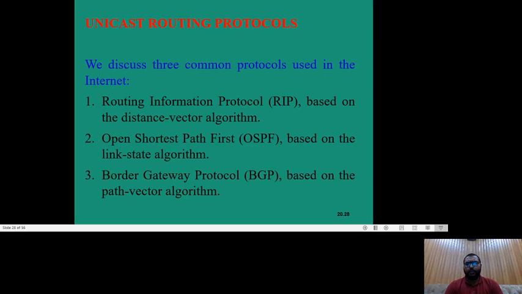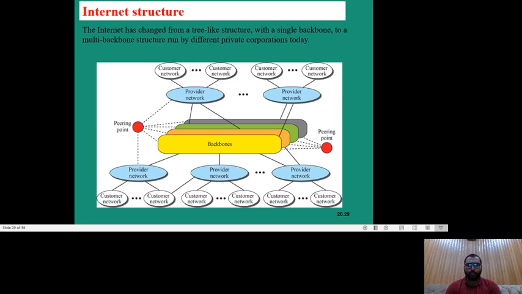Thirdly, we will be discussing border gateway protocol, which is based on the path vector algorithm. This is the only routing protocol that we will later discuss as being used for inter-domain routing, or in other words, when routing is done between different autonomous systems.